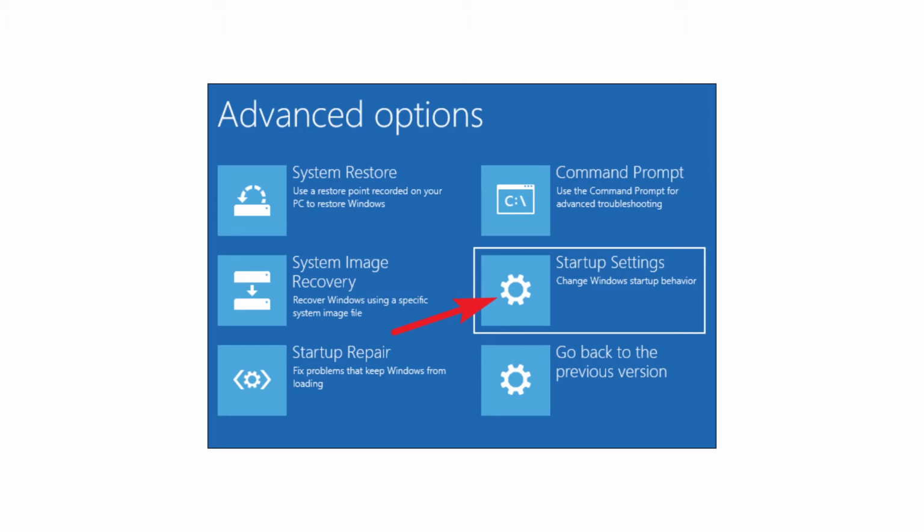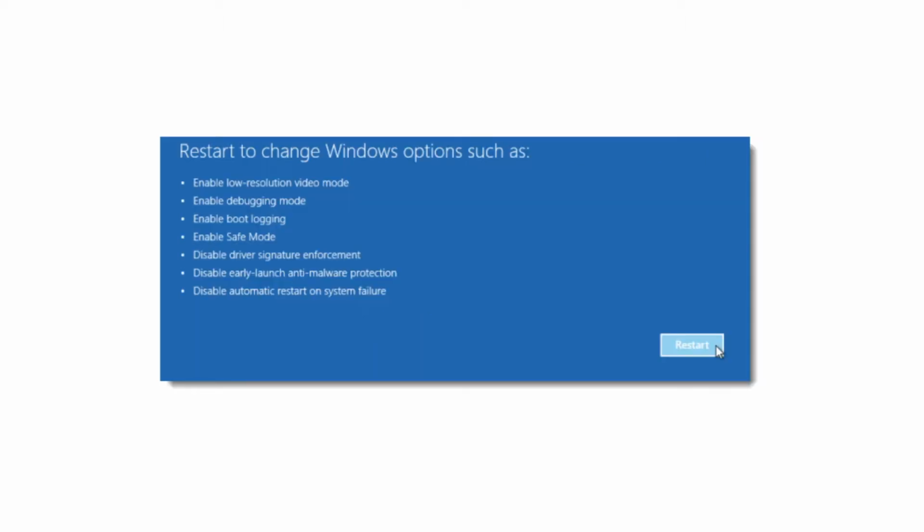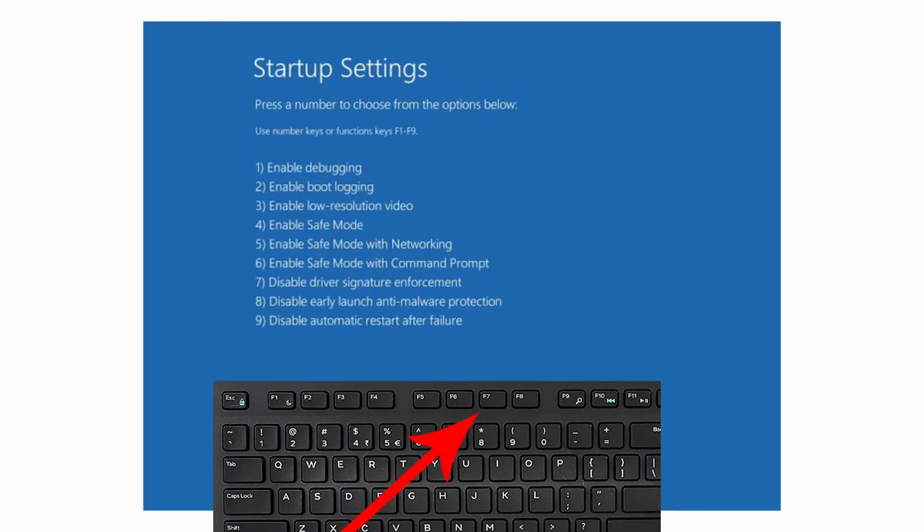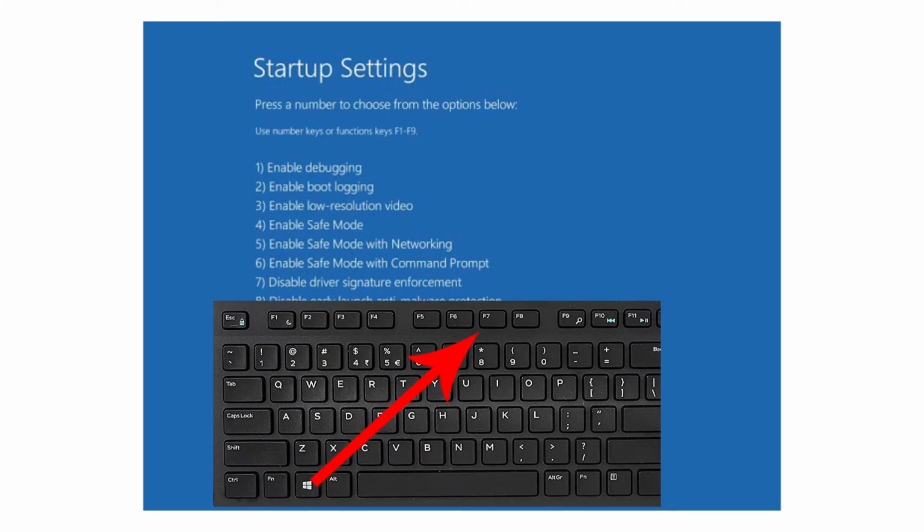The next screen is just going to show you a bunch of options that are going to be available to you afterwards and the restart button. Go ahead and click the restart button. Once your computer restarts, you'll see a bunch of options. We want option number 7, so you must hit the F7 key on your keyboard. F7. After that, your computer is going to restart and you can proceed following the same instructions as Windows 7 users.